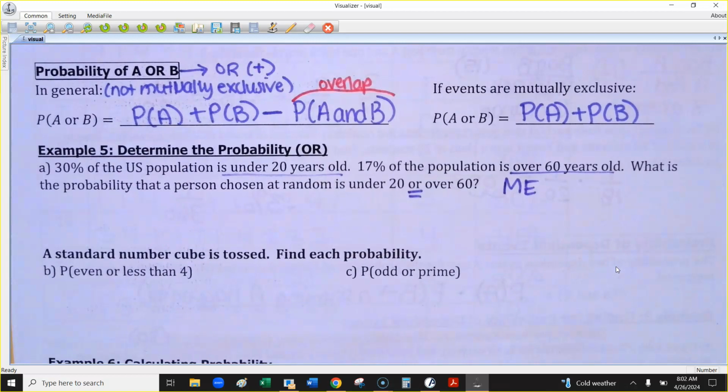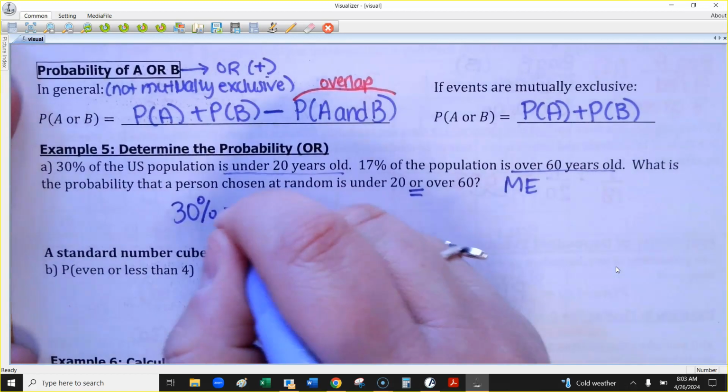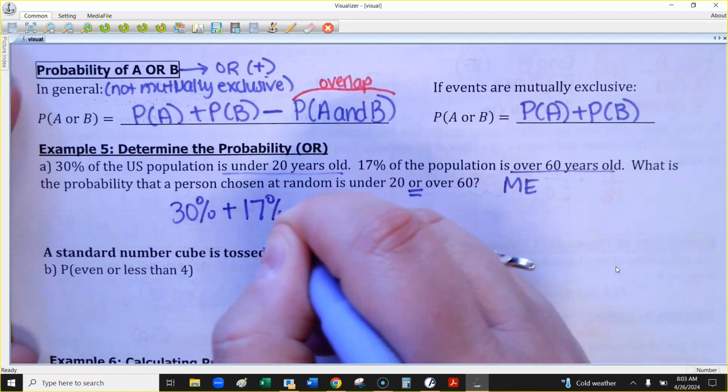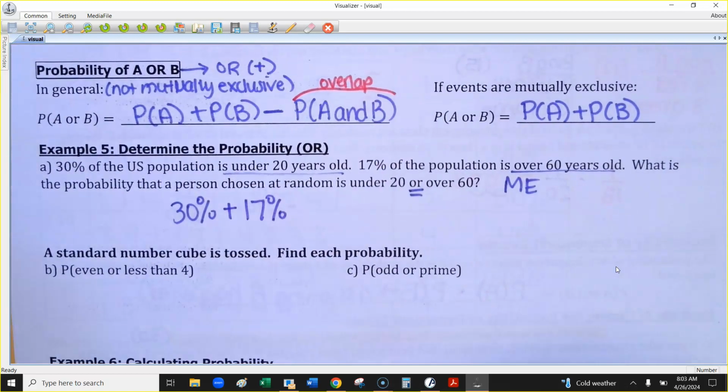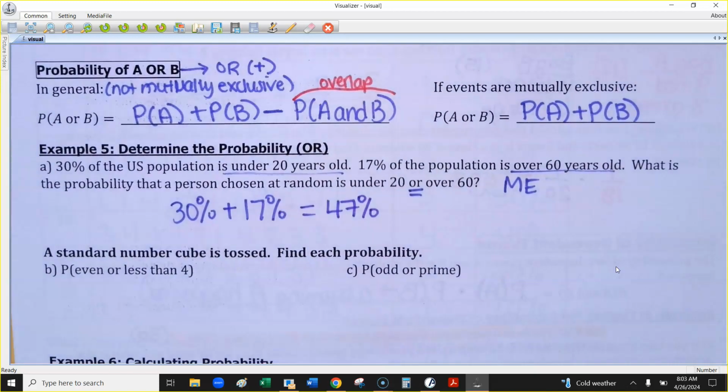And remember, probability falls between 0 and 1, or 0% and 100%. This problem gave you the probabilities as a percentage. So 30% chance the person is under 20 plus 17% chance the person is over 60. You just add these together. So if I picked somebody at random from the entire United States, the probability that they're under 20 or over 60 would be 47%.